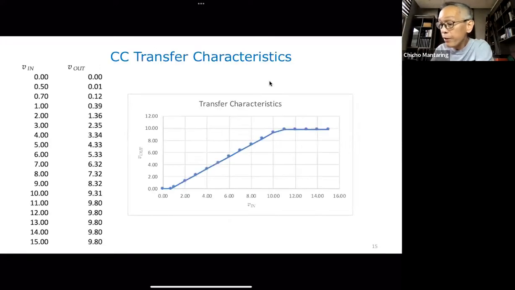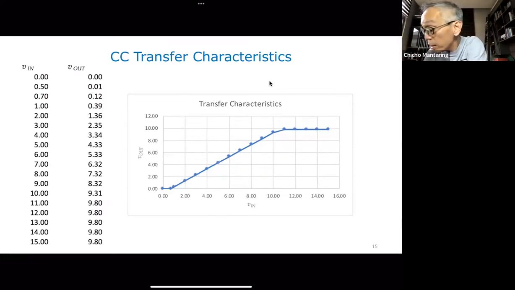Okay, so I already did that. Now, note that when V in is less than 0.7 volts, I hardly have any conduction. In fact, from V in of 0 volts to 0.5 volts, my V out hardly changes. It's only when V in reaches 0.7 volts that all of a sudden my V out starts moving.